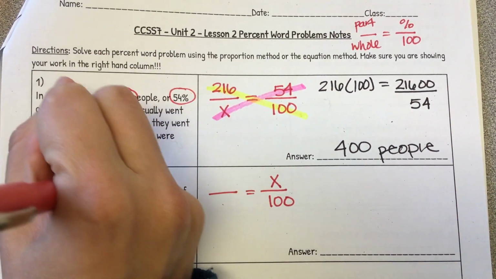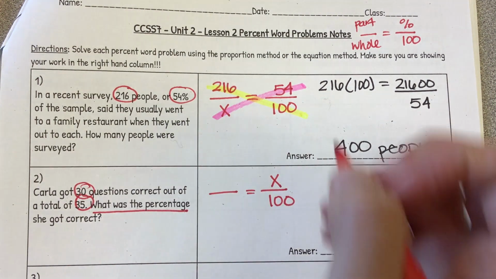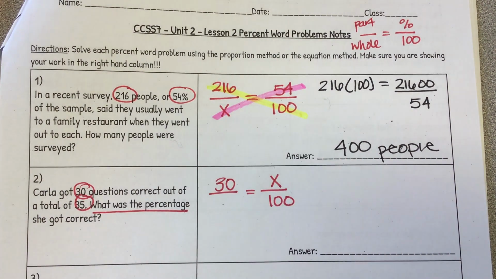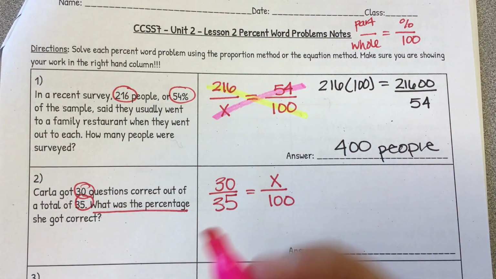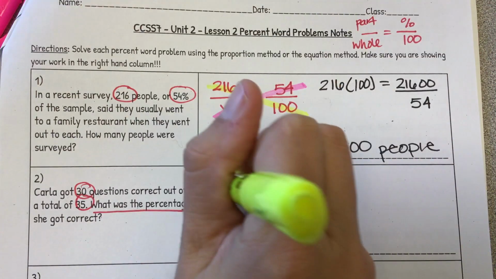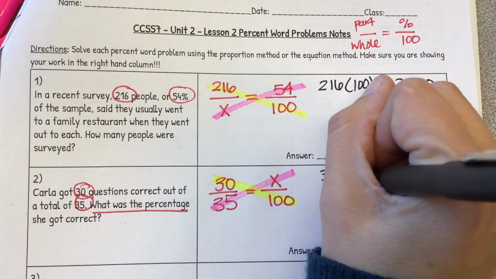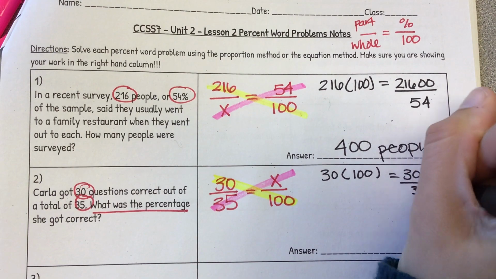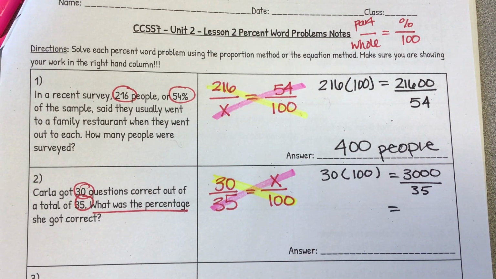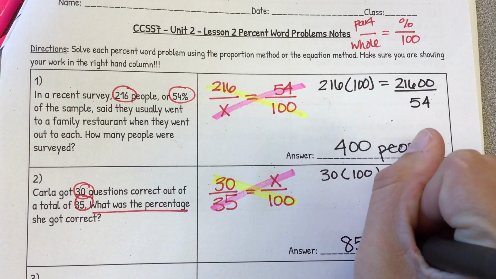Then I'm going to circle the numbers given to us. We have 30 and 35. 30 is the part that Carla got correct. Didn't get all of them correct. 35 is the total amount. That is our whole. So we've got our proportion. I can highlight my diagonals and solve. 30 times 100 equals 3,000. Divided by 35 equals, and I'm going to round, about 85.7%.